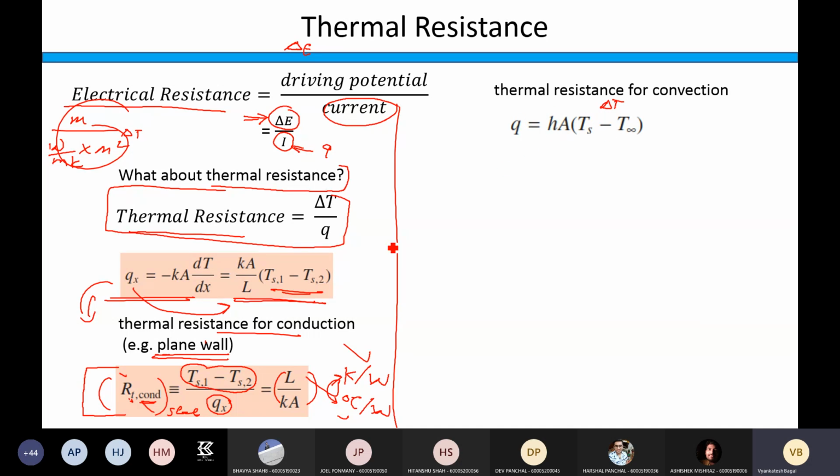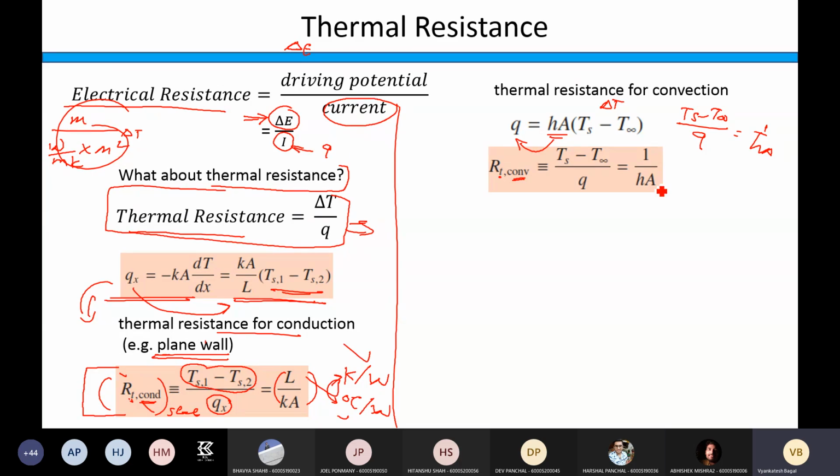Now I will write this expression in this fashion. The temperature difference Ts minus T infinity, the driving potential, divided by Q. So this term has to be taken on this side, so it will be 1 upon hA, right? Same thing I have written here. So R_T, thermal resistance due to convection, is equal to the driving potential Ts minus T infinity divided by the rate of heat transfer Q, and this is given as 1 upon hA. Clear?